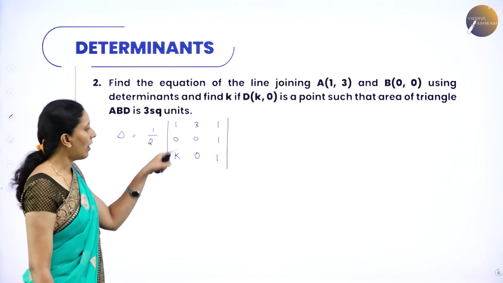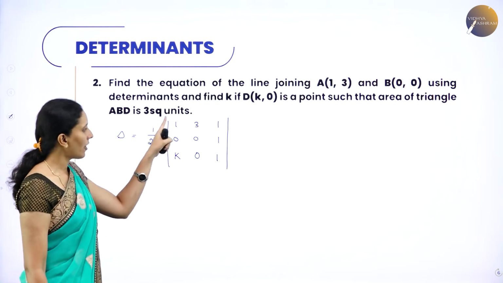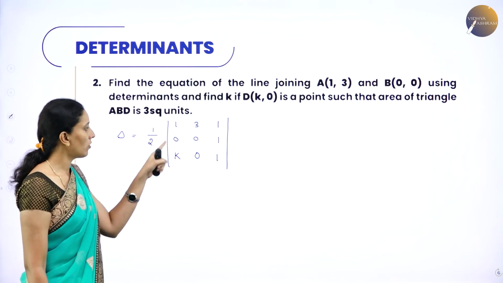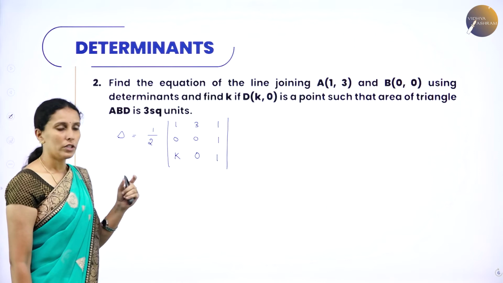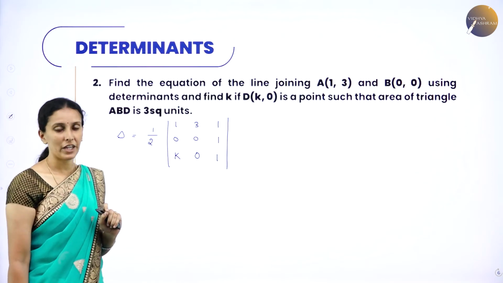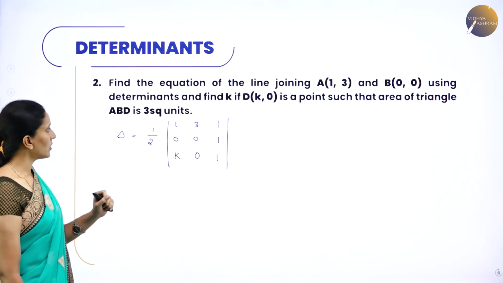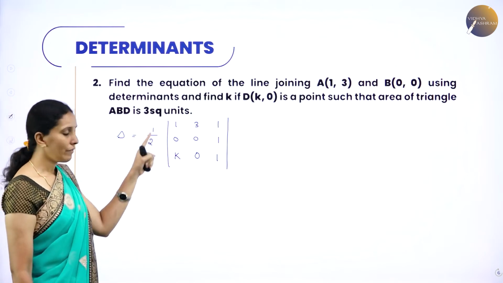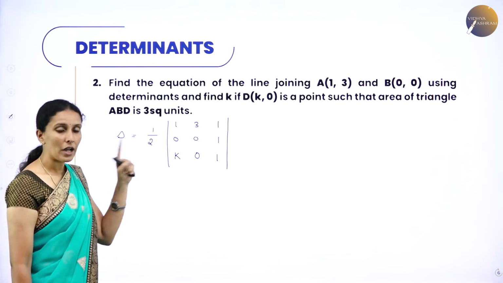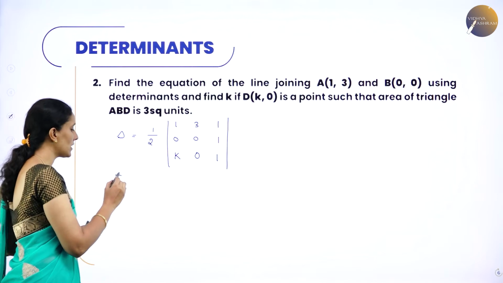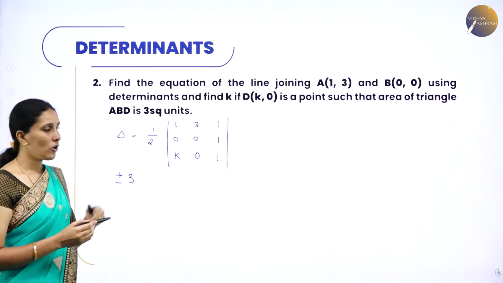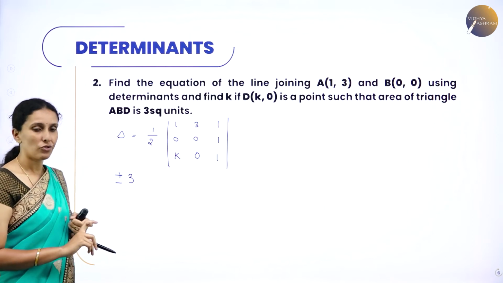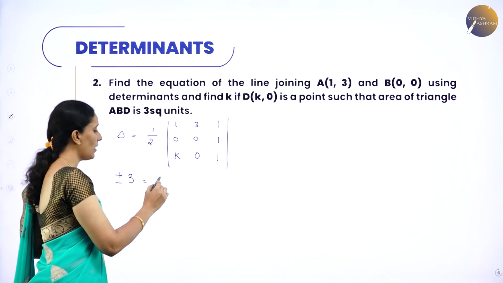You can alter any one of the points. You can write k, 0 here also, 1, 3 here also, or you can write 0, 0 in the first row also, so that you can make the simplification easier. And one more thing to note: whenever the area is given and you are finding an unknown point, as I already said, you should use both the positive and negative sign. So the delta value is plus or minus 3 because delta denotes the area of a triangle. So this is equal to half.